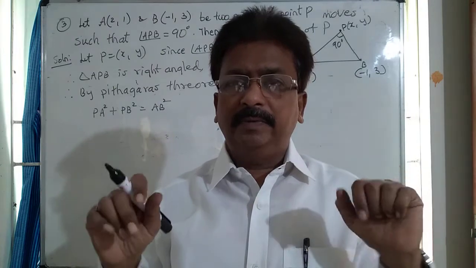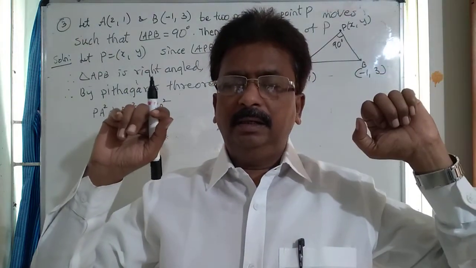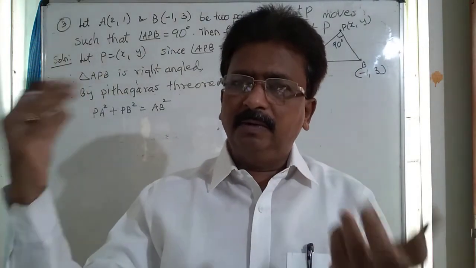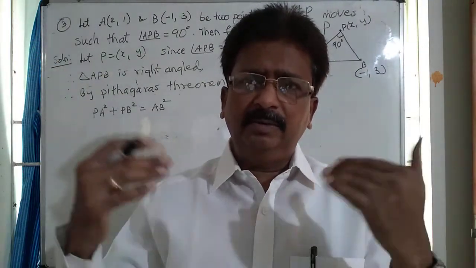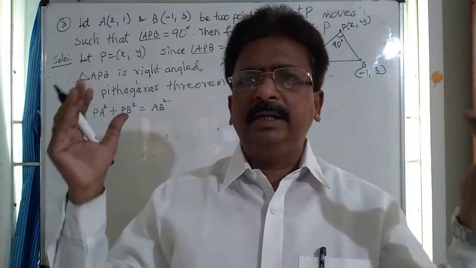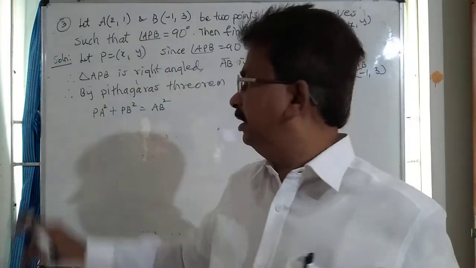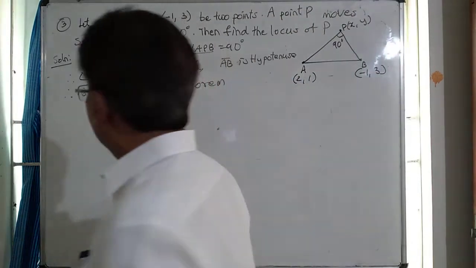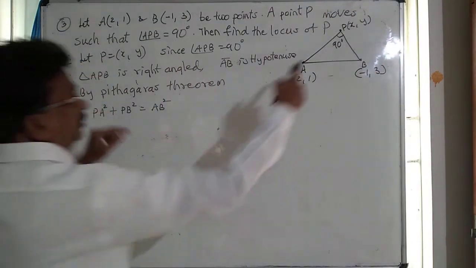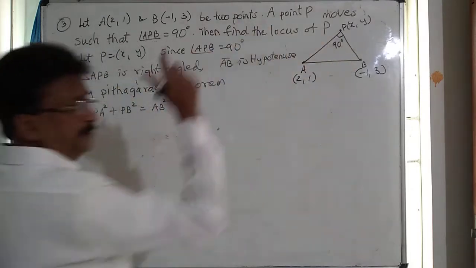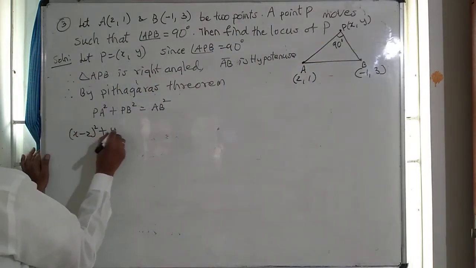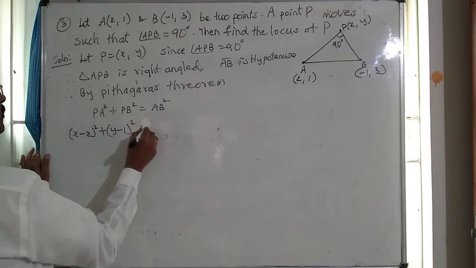Okay, the distance formula has the square root in it, and PA square means there is no square root. So x1 minus x2 whole square plus y1 minus y2 whole square is enough. Don't put the square root here, here, or here. So PA square I am writing as x minus 2 whole square plus y minus 1 whole square.